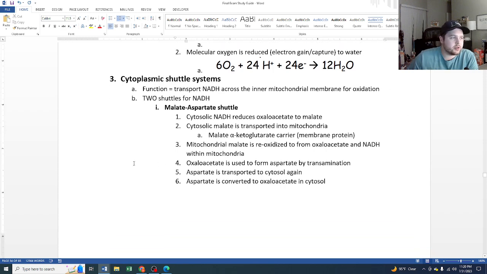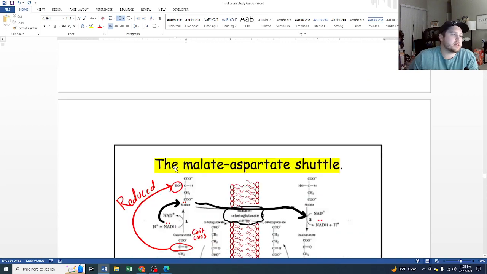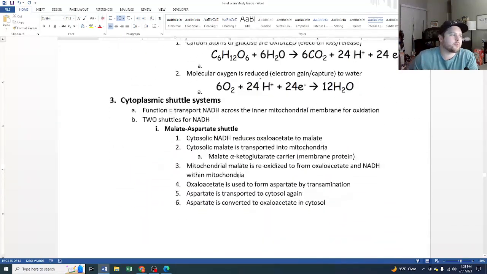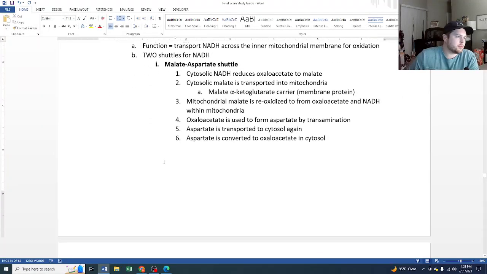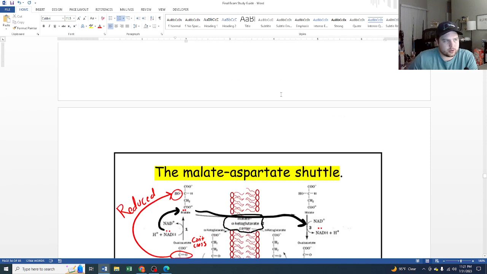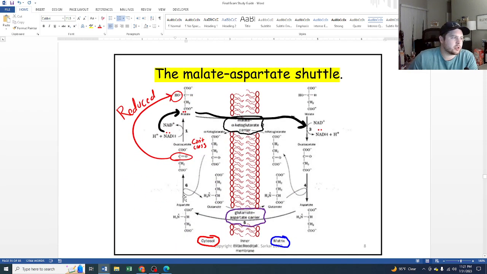Now there are two different shuttles: the malate aspartate shuttle and the glycerophosphate shuttle. In the malate aspartate shuttle, the cytosolic NADH reduces oxaloacetate to malate, and then it crosses the membrane in exchange for an alpha ketoglutarate, thanks to the malate alpha ketoglutarate carrier protein.